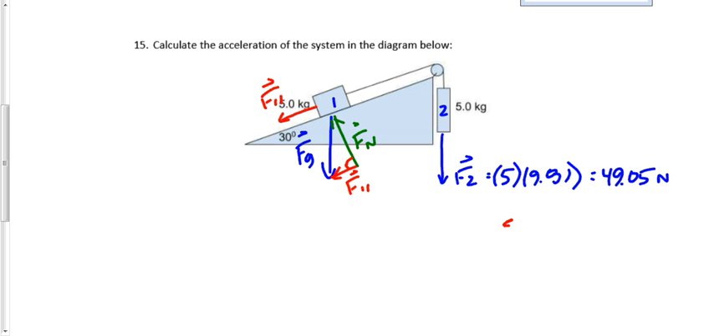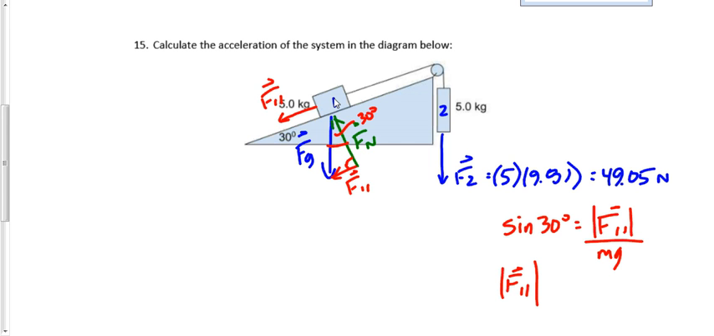Let's say sine, this is 30 degrees, right? Always the same as the angle of the hill. Sine 30 degrees is equal to opposite, F parallel, over hypotenuse, which is the force of gravity. Be careful, it's that force of gravity, not this force of gravity, although in this case, I guess it works out to be the same. Coincidence, though. F parallel is 5 times 9.81 times sine 30 degrees. Okay, that works out to be 24.525 newtons.